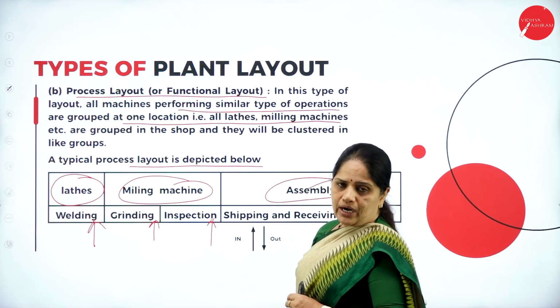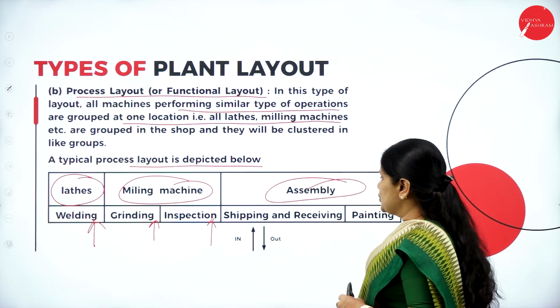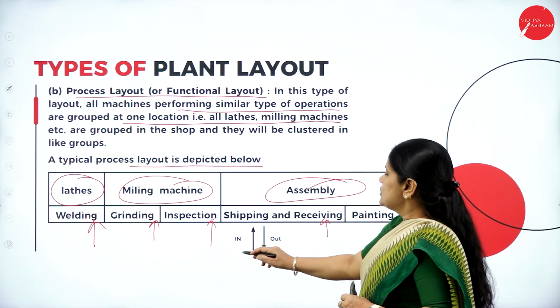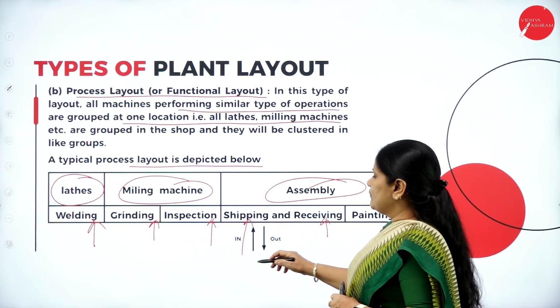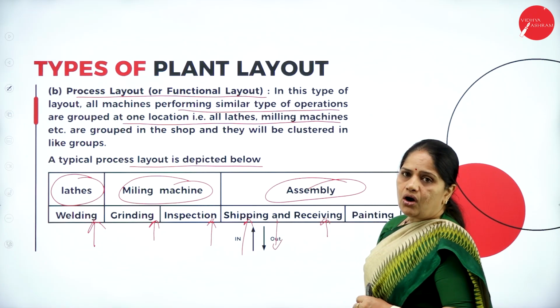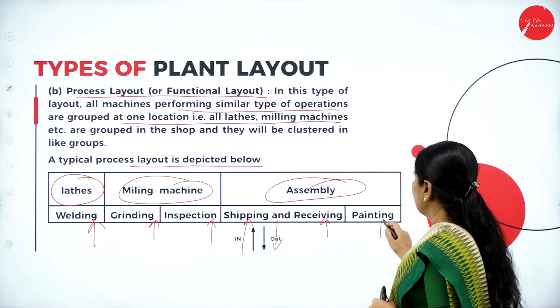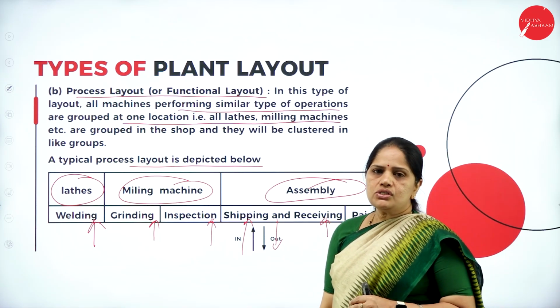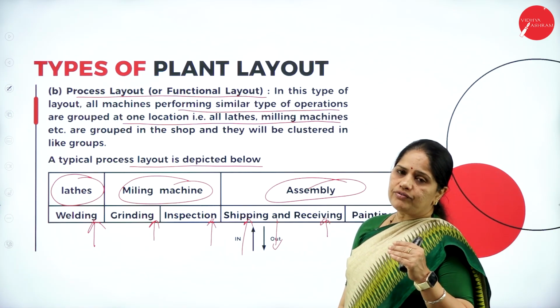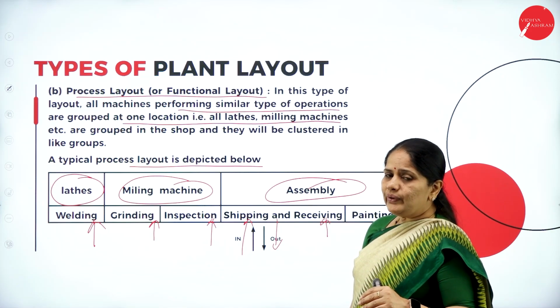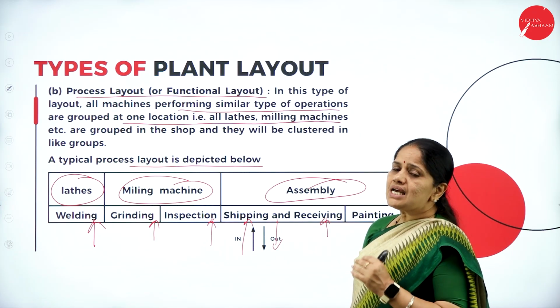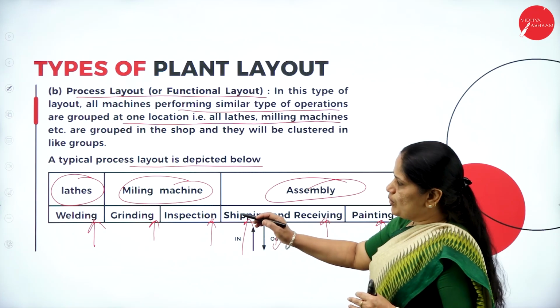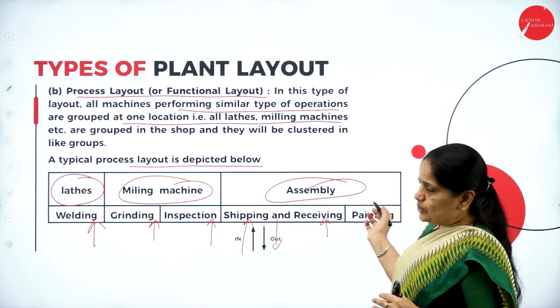Inspection of these products will go to the inspection division. Shipping and receiving: what is shipping and what is going out, all this will be there. And then we have the painting division. So depending on the type of work you are doing, you will be grouping the machines and seeing that the products move from one group of machines to another.